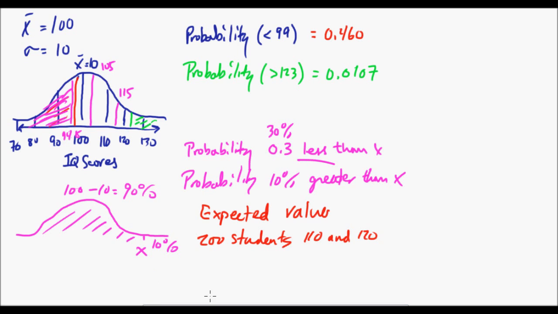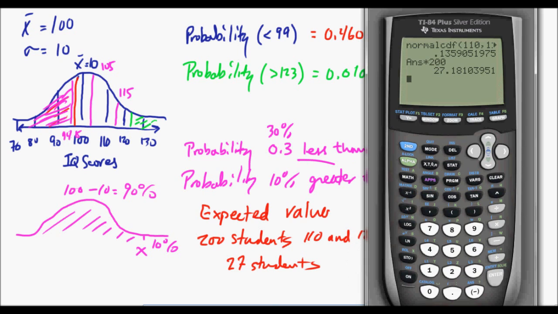Or you could say 28. They'd probably accept both answers, but I'd say 27 students. So you'd expect 27 students to be in that range. Okay, so anyway, that is normal distribution. And, just looking at the calculator, I think I've gone over most of the stuff here.